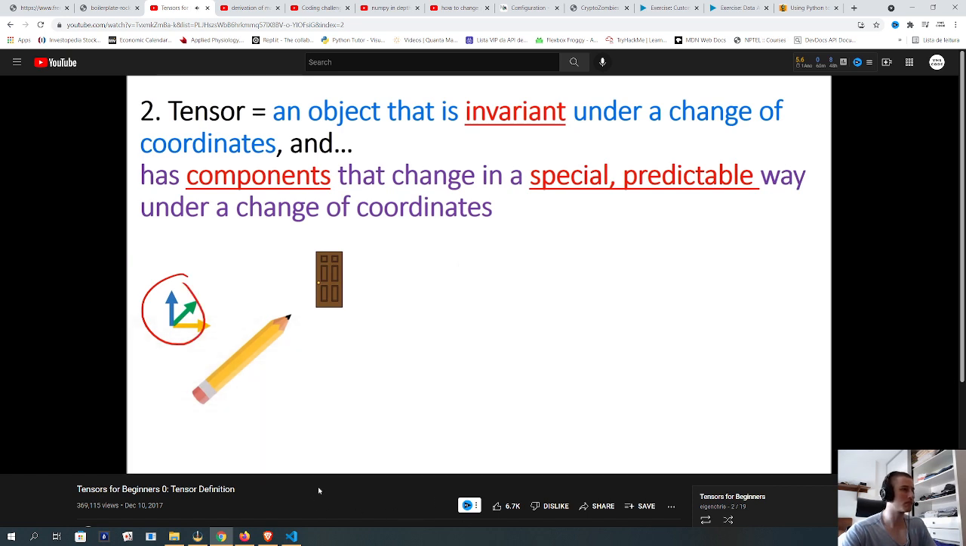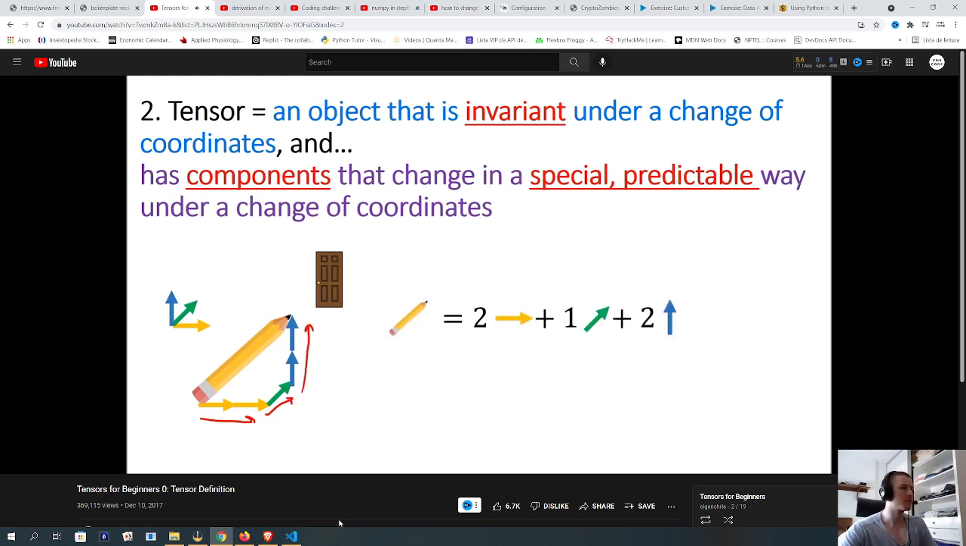And what we can do is measure the pencil using this coordinate system. It looks like this pencil is made up of 2 yellow arrows, 1 green arrow, and 2 blue arrows. So we can write this pencil as a linear combination of the coordinate vectors here. What we just did, by breaking down the pencil into the coordinate vectors, is measure the pencil's components. The components are just the amount of each coordinate vector that we need to construct the pencil. So with this coordinate system, the components are 2, 1, 2.